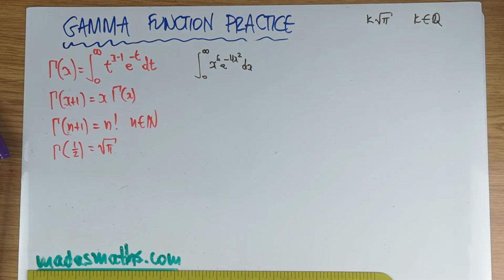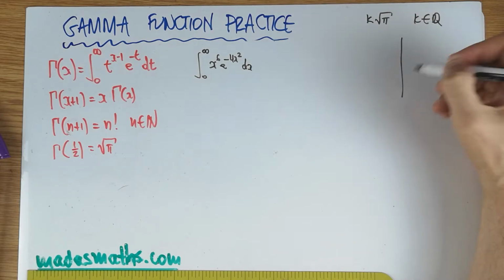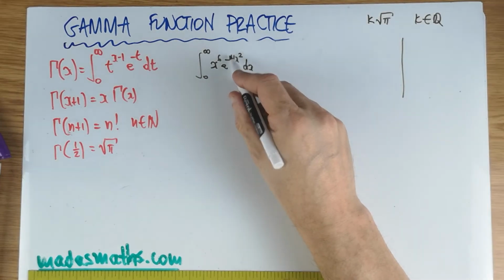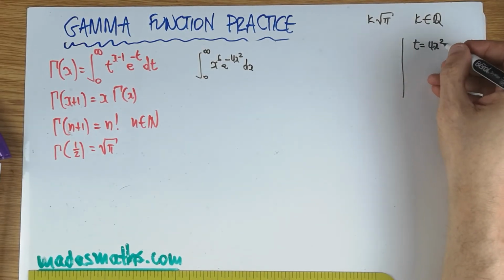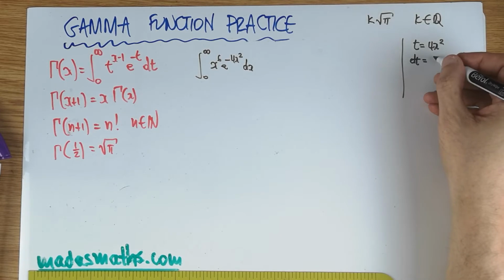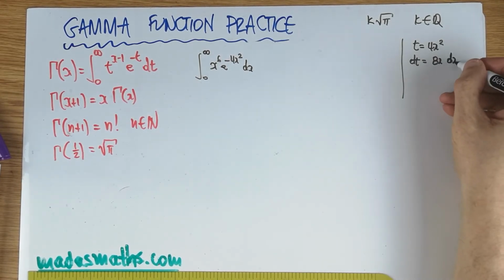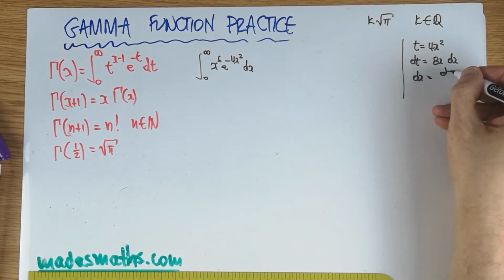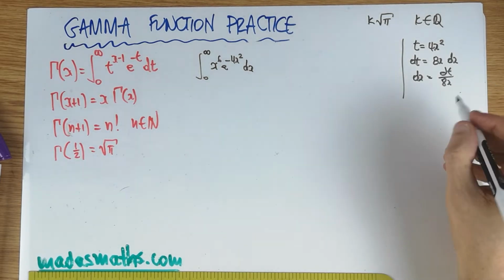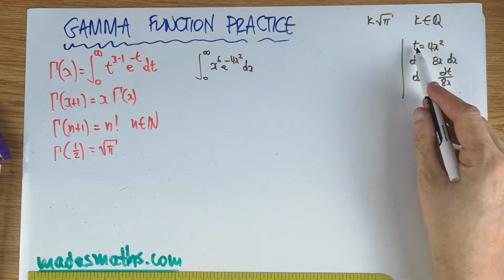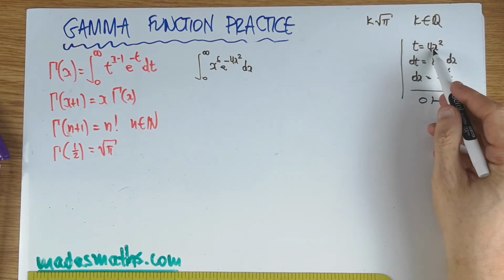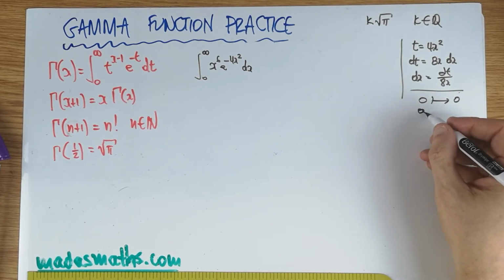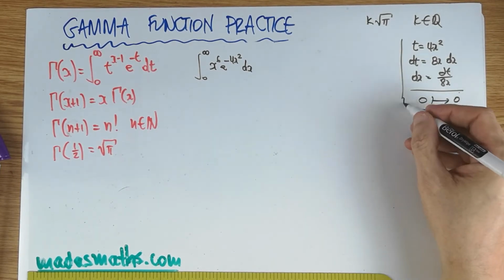To get the root pi there, clearly there's going to be a gamma of a half somewhere in this question. We're going to use a substitution. We need a t for this bit here, so t is 4x squared. dt is equal to 8x dx, which means my dx is dt over 8x. Limits next. x is 0, t is 0, so 0 maps to 0. And if x is infinite, so is t. Again, this question is very gentle with the limits.